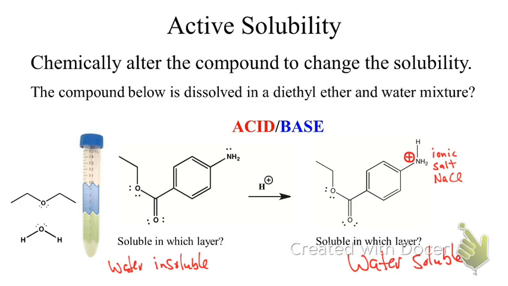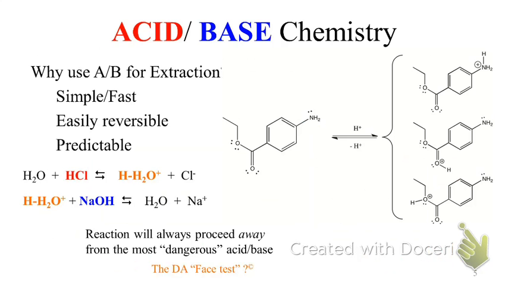So before we push that a little bit further, why do we use acids and bases for extraction? We already talked about some of these. Simple, fast, reversible. It's predictable. If we add an acid to a solution or we run an acid-base reaction, we typically get a salt and a neutral compound. The salt is ultimately what we want for our organic compounds, to change the solubility and make them water soluble.